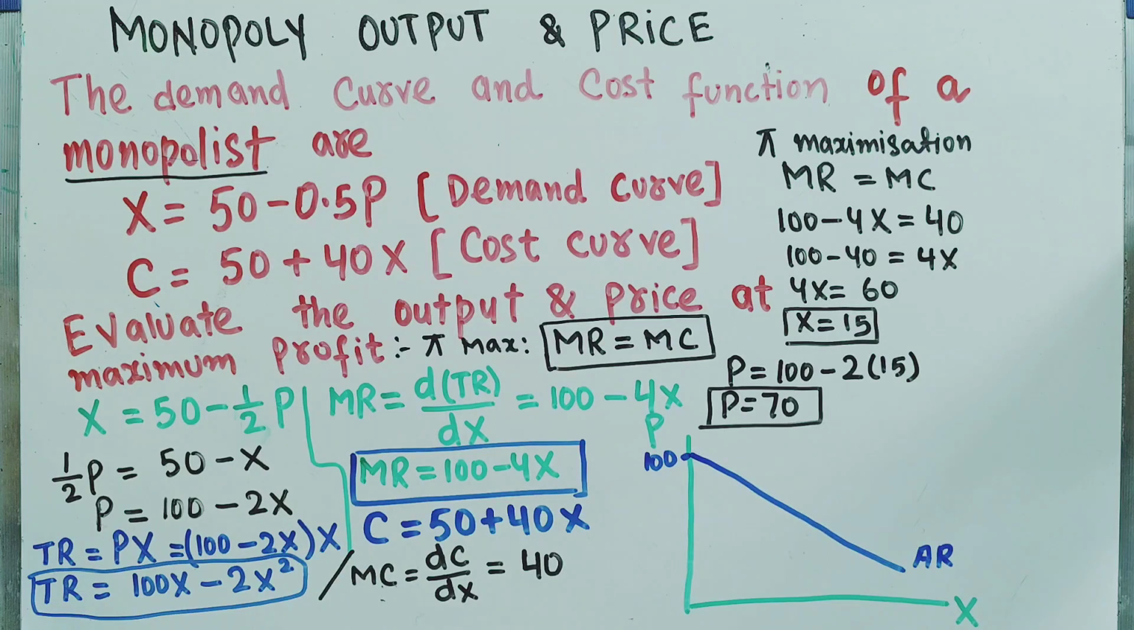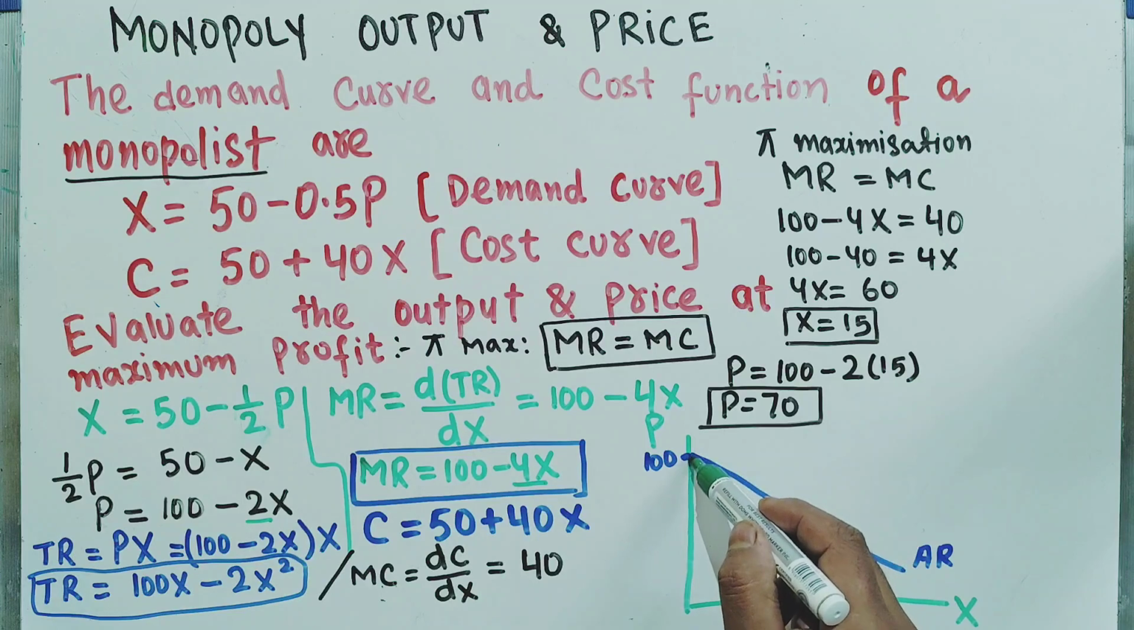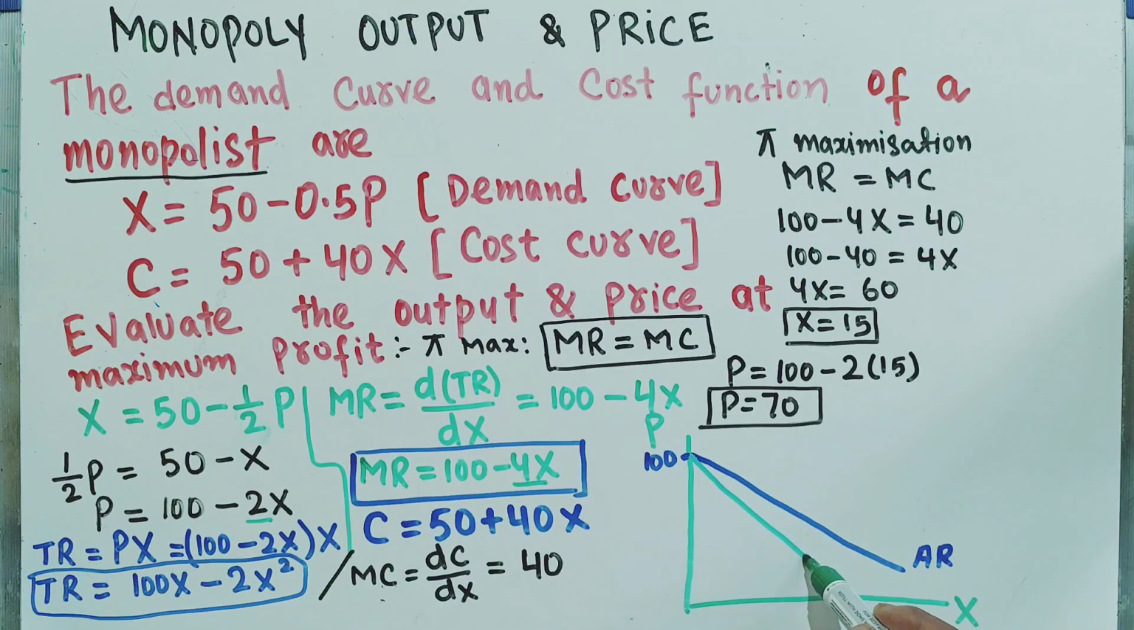Now what is our marginal revenue function? You can see the marginal revenue function has the same intercept as that of the average revenue function, but its slope is twice the slope of the average revenue function, that is the inverse demand function. So we will draw it like this. This is our marginal revenue function.